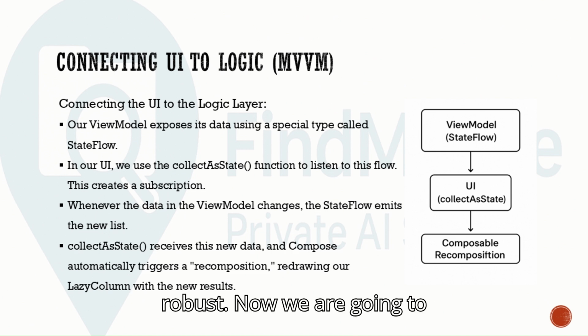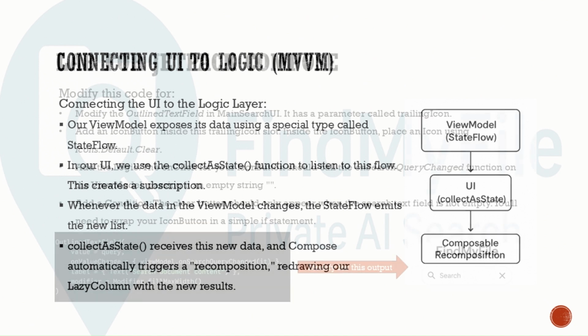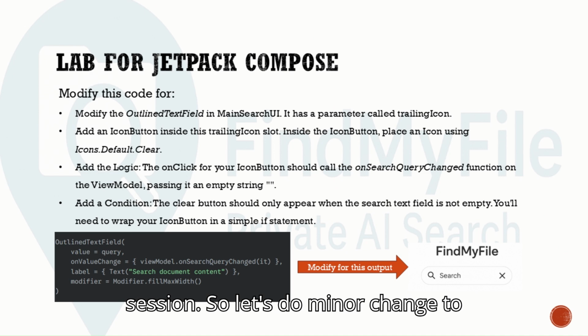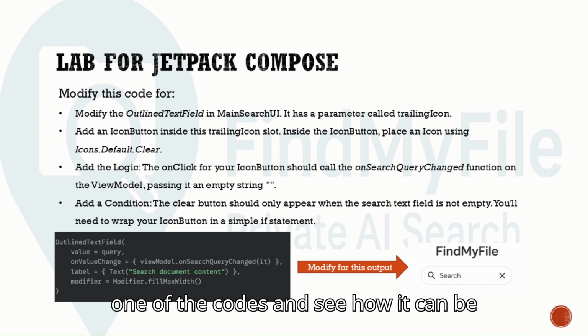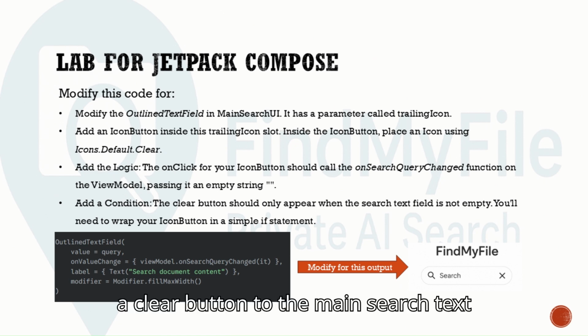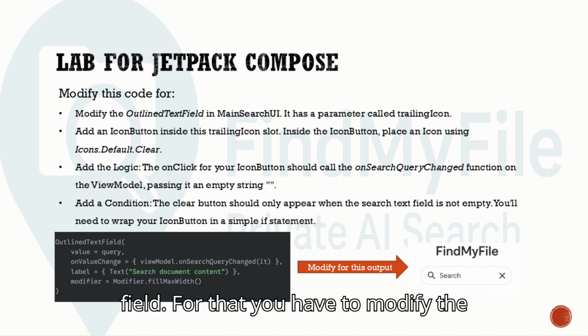Now we are going to do a small code change as a lab exercise in the next slide. Okay, so we have come to the end of this session. So let's do a minor change to one of the codes and see how it can be done. So your task is to add a clear button to the main search text field.